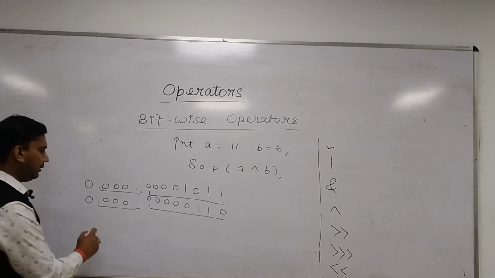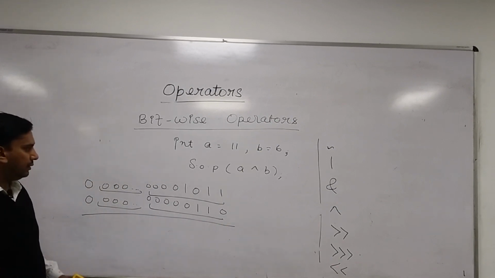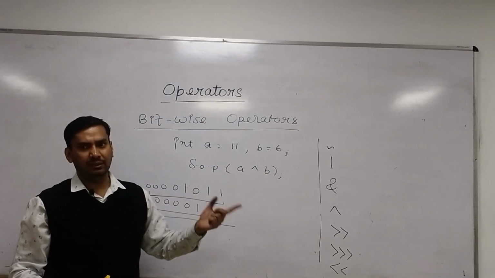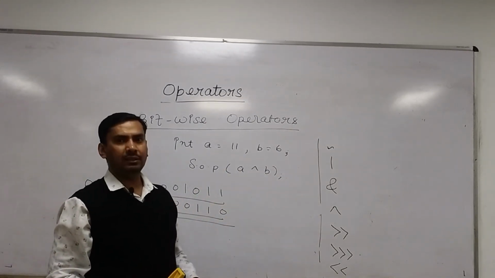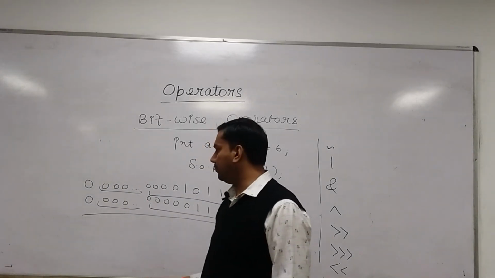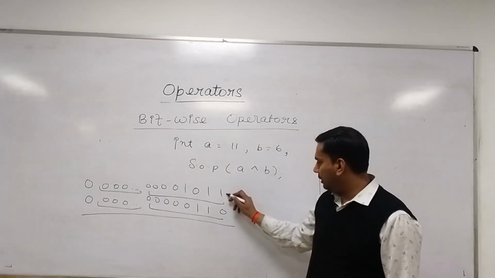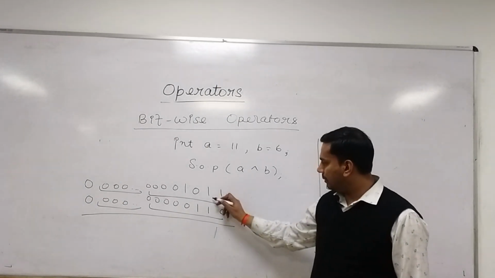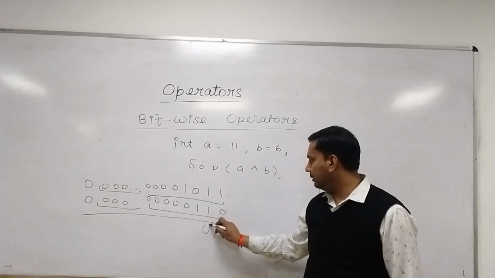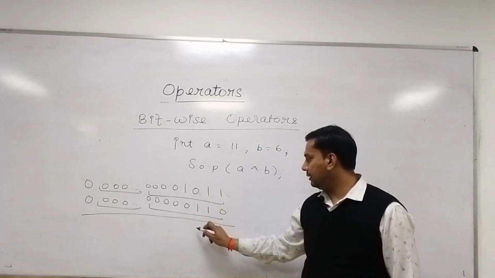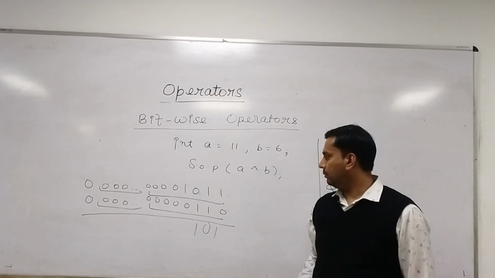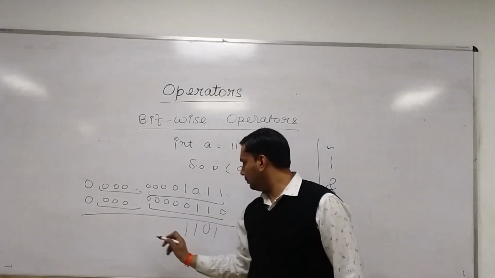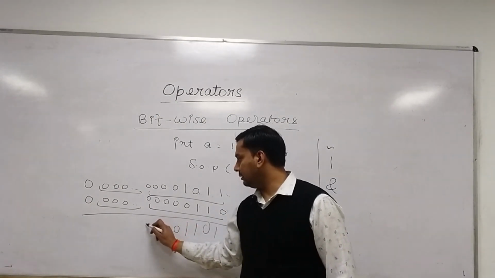So here, if you get the result of the XOR operator, the XOR operator says that if both the bits are different, then the result will be 1, otherwise the result will be 0. So we will have to just perform the bitwise XOR here. Both bits are different, so the result is 1. Both bits are the same, result is 0. Both bits are different, result is 1. Both bits are different, result is 1. Then all the rest are zeros, meaning same bits, so the result is 0.